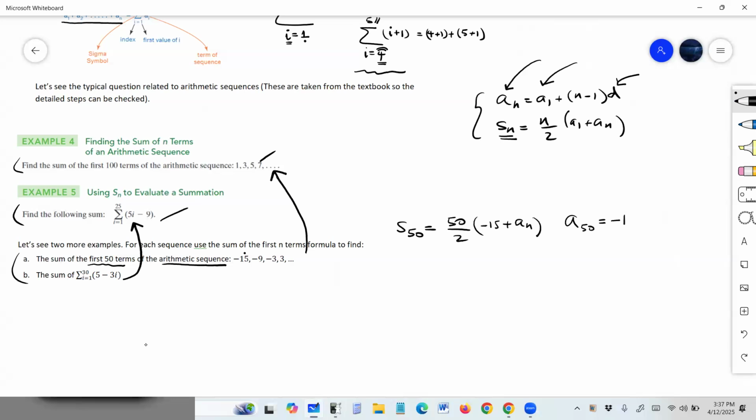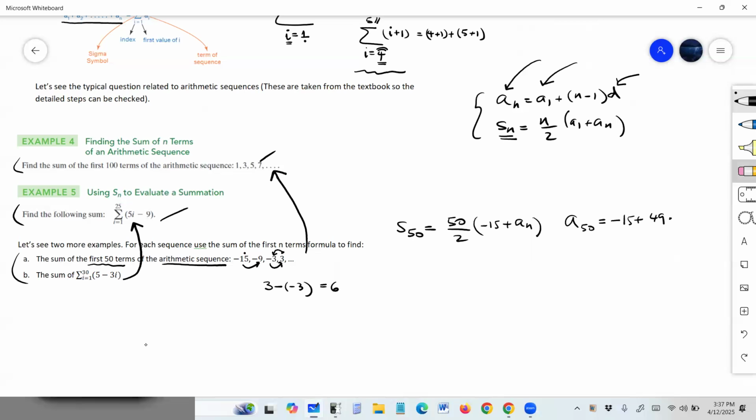A1 plus n. So this is my 50, n minus 1. So it's 49 times the common difference. So what's the common difference? Okay. So current term minus the previous. So 3 minus -3, obviously 6.